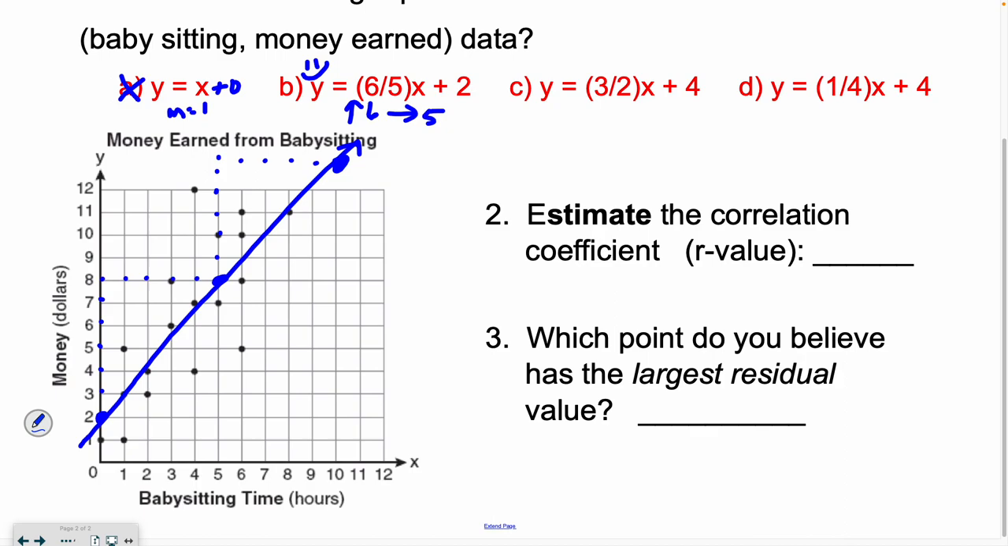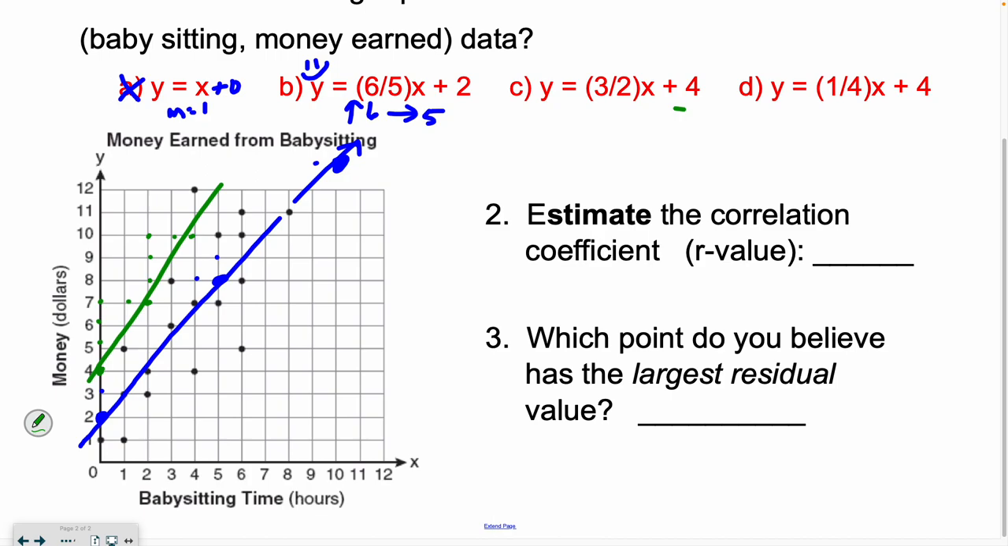All right, so a slope of 6/5 and a y-intercept of 2. I kind of like that one. Let's try these other ones just to be sure. The next one has a y-intercept of 4. That seems a little high to me. And then up 3/2. That's going to look like that. I'm not picking that one.